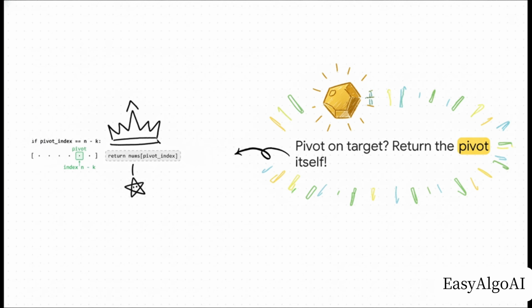And guys, here is the absolute magic moment. If our pivot happens to land exactly on that index of n-k, we have struck gold. The pivot itself is perfectly positioned in its final sorted spot, which means it's our target number. We've found our kth largest integer, we can immediately return it and just stop searching entirely.